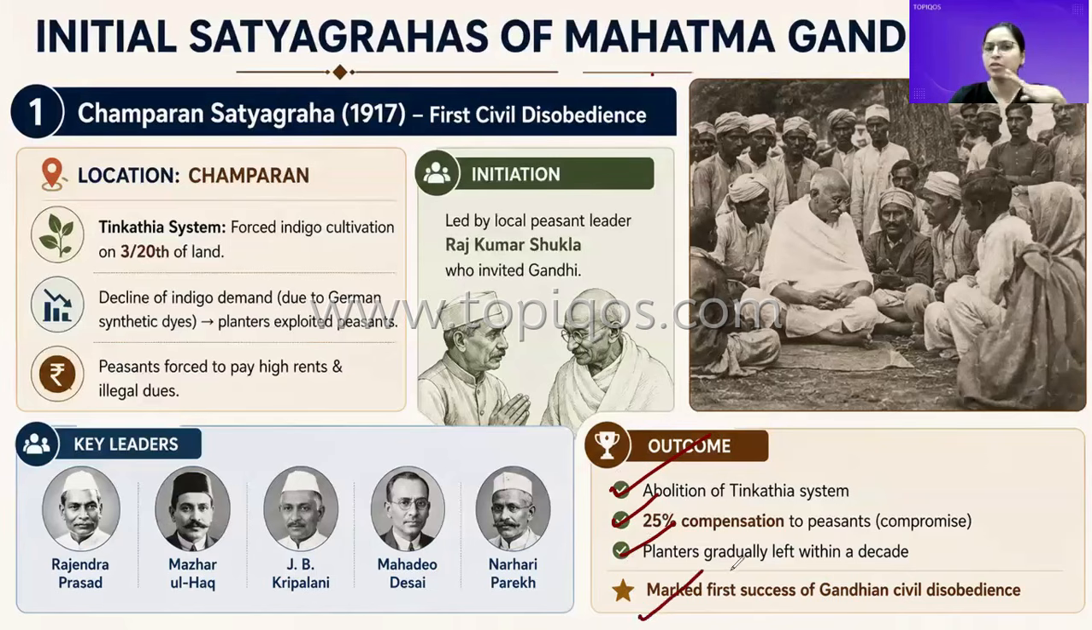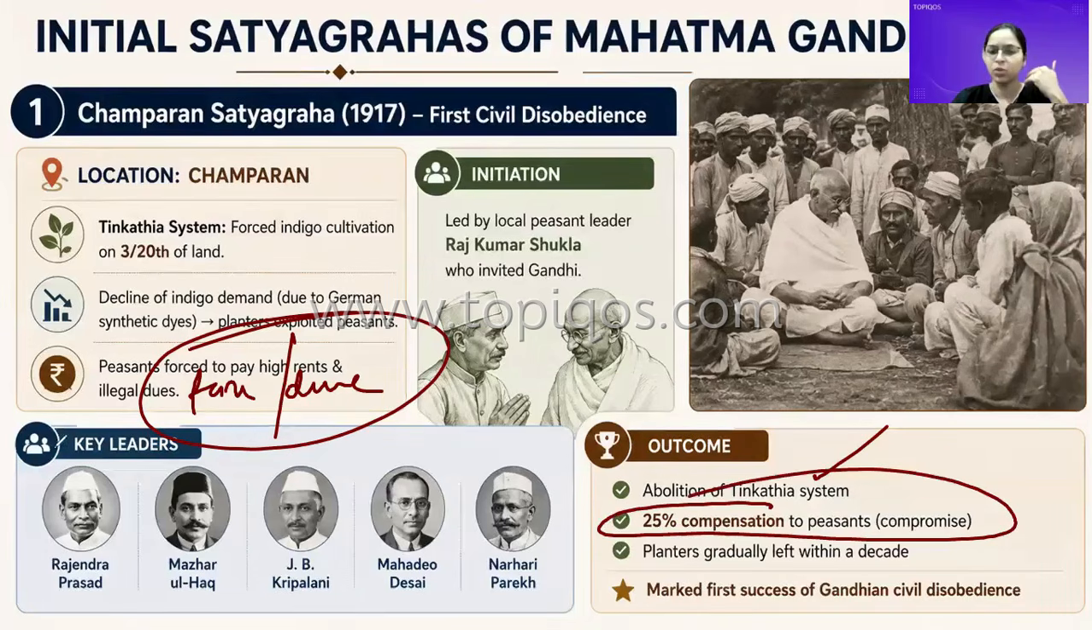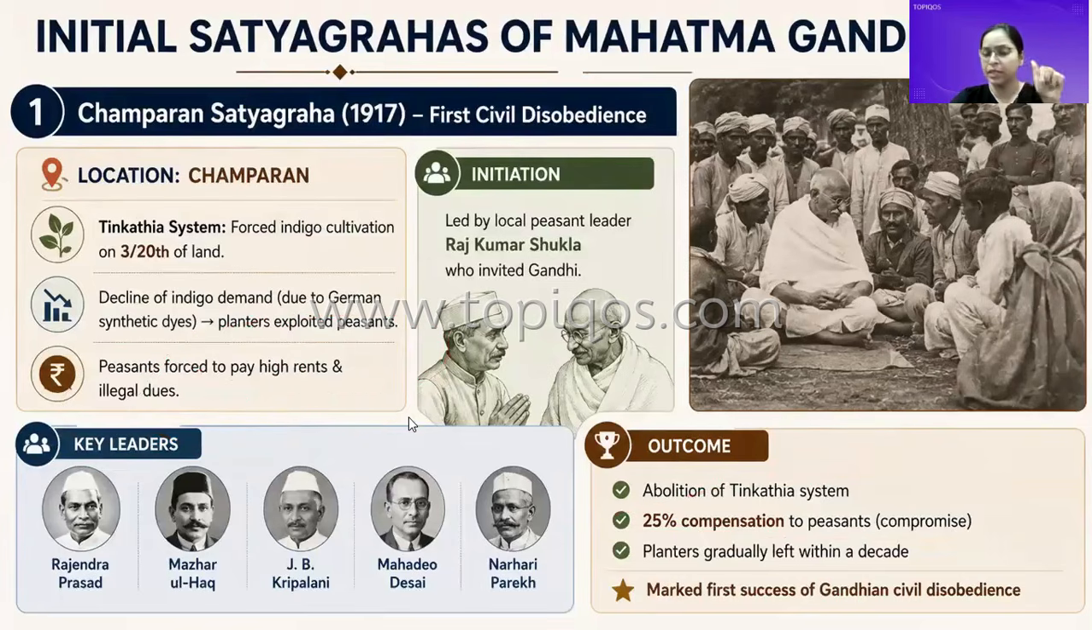So this marked the first success of Gandhi's civil disobedience in India. Okay, so this is very important, which you need to remember. Fine, and why is it called civil disobedience? Because Gandhi had said to the farmers that you are not going to pay any tax or any due which these planters are demanding from you. Okay. And I will see to it how they are forcing you. So Gandhi ensured that the system is abolished, and on top of that, 25% of the compensation was given to the peasants. Okay. So this is very important and highly successful. So that was the first victory of Gandhi in India.